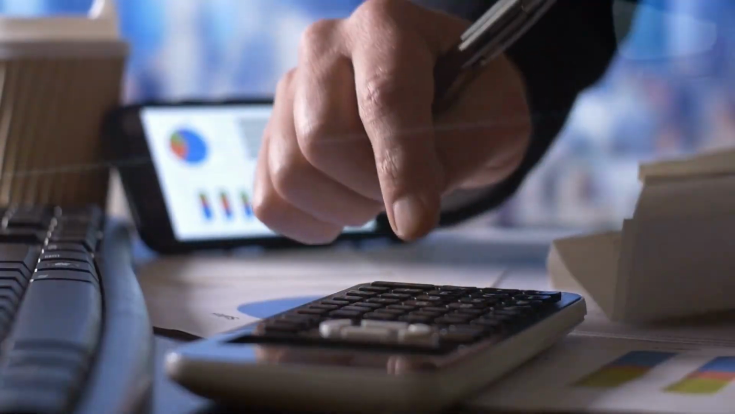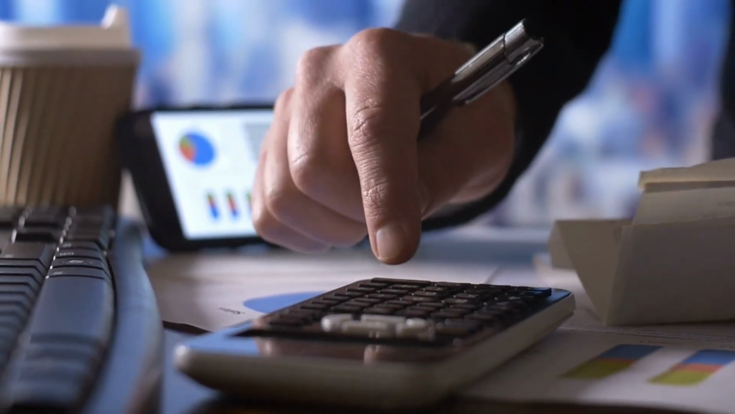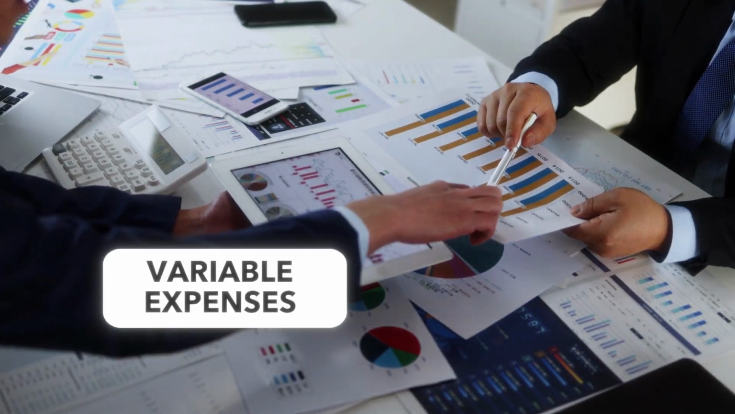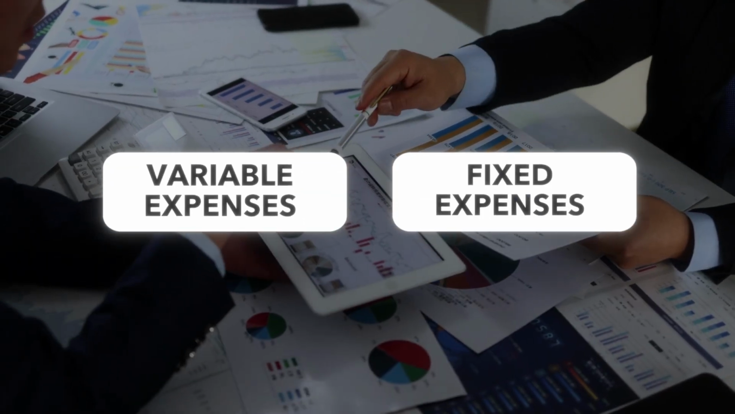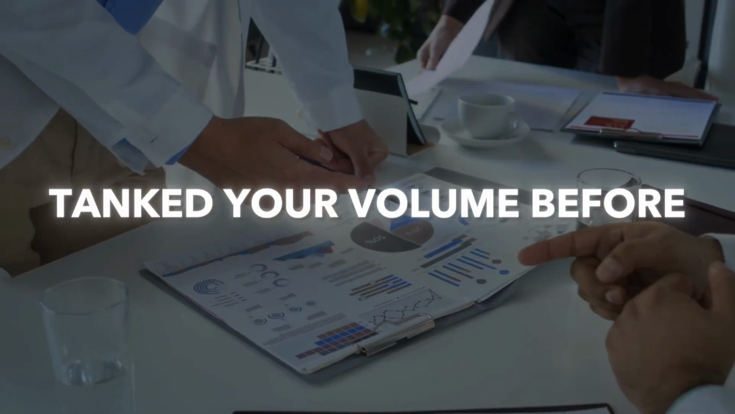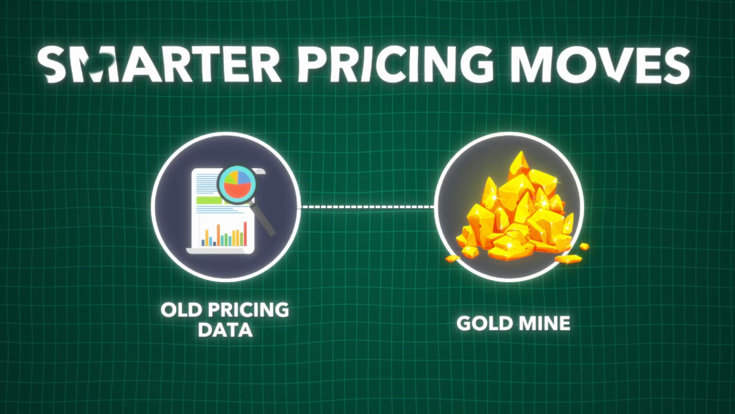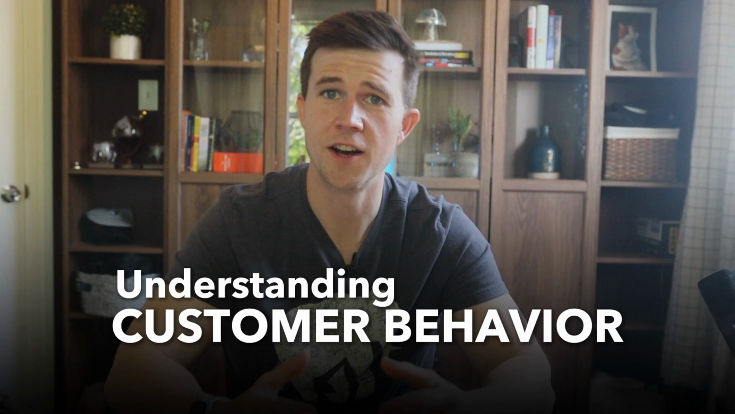Estimating costs. If your costs have historically risen alongside revenue, expect the same moving forward. Use past patterns to predict both your variable and your fixed expenses. Setting prices. How has changing your prices affected sales in the past? If rising prices tanked your volume before, be cautious. Your old pricing data can be a goldmine for smarter pricing moves ahead. Understanding customer behavior.